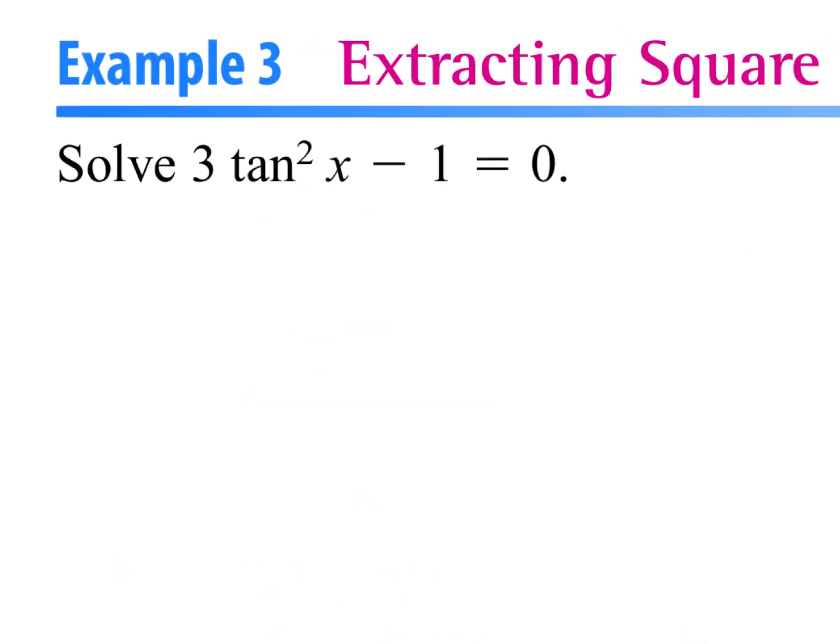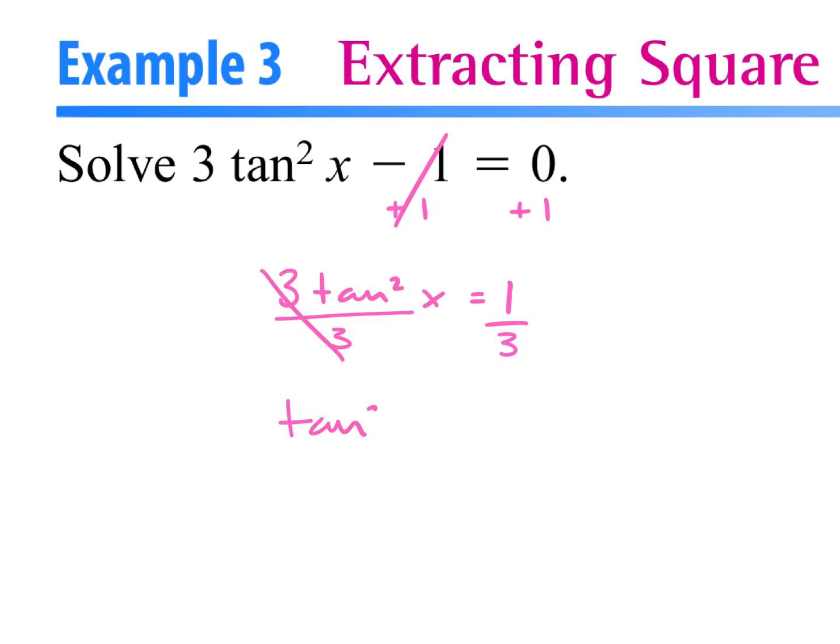What should we do first for example 3? Add 1. So 3 tangent squared x equals 1. Then what? Divide by 3. So tangent squared x equals 1/3. Then what? Square root both sides. Perfect. We're going to square root both sides, so it'll cancel out with the squared. So tangent of x equals what?